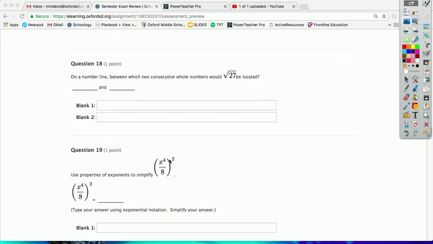Number 18, on a number line, between which two consecutive whole numbers would square root of 27 be located? Well, that's between square root of 25 and square root of 36, so it is between 5 and 6. That's all they're asking.